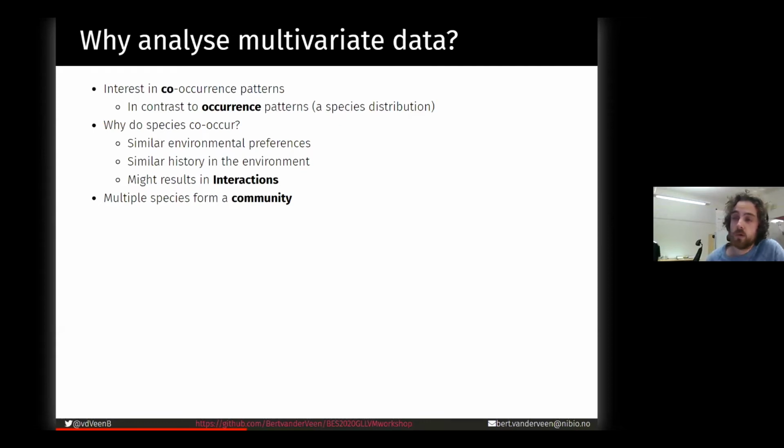And that might result in interactions, right? It doesn't have to be for two co-occurring species. So essentially, we're looking at communities, right? Because multiple species then form a community.